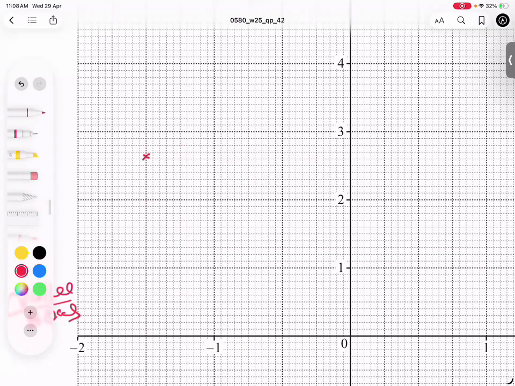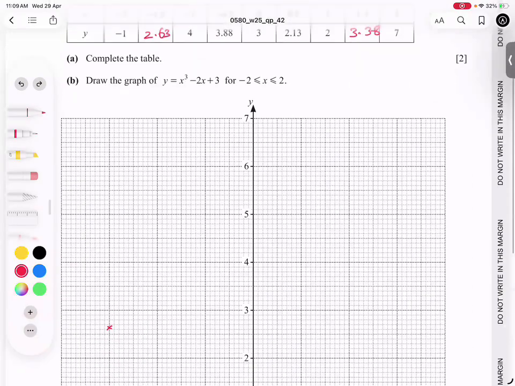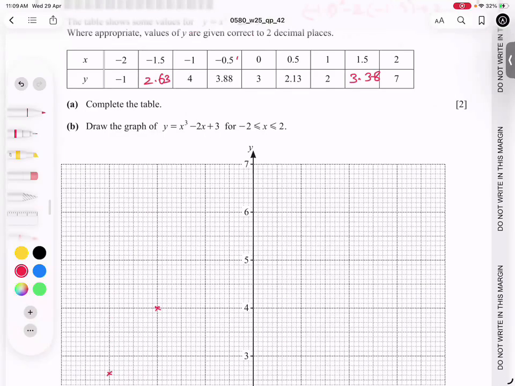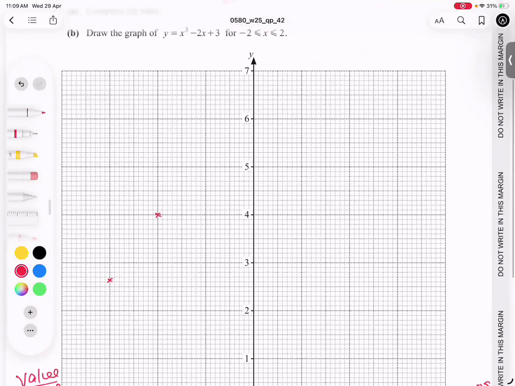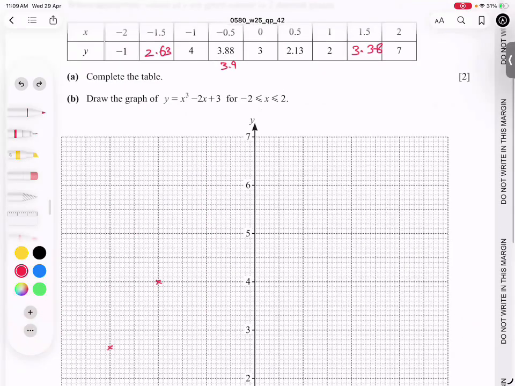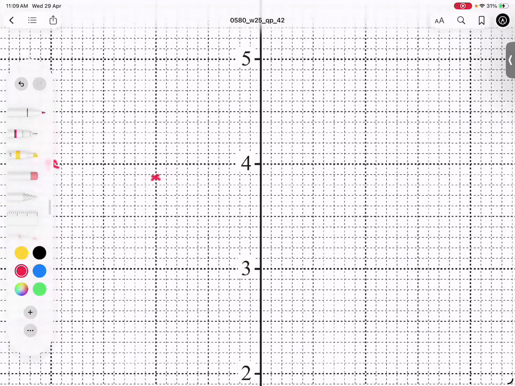Okay, this is done, student. Next point is negative 1, 4. Negative 1 from here and 4 from here, so I'm getting here. After this, next negative 0.5, 3.88, close to 3.9, you can say. Negative 0.5 and 3.9, we can say 3.88. 3.88 or 3.9 is here, slightly below. Okay, this is done as well.